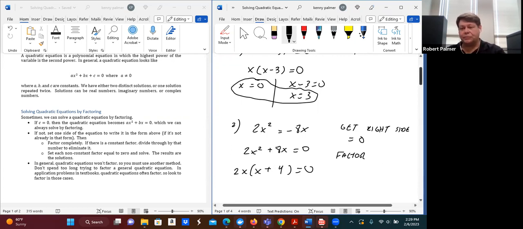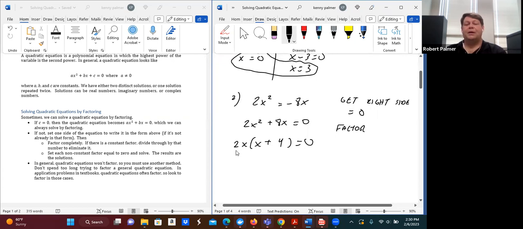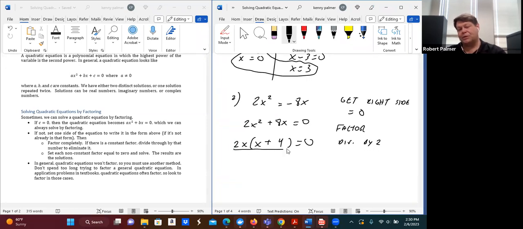Now here, a good practice: if you have a constant factor up front, just divide both sides by that. So I'm going to divide both sides by 2. That will just get rid of the 2, because the 2, since it's a constant, can't be 0, so it doesn't really matter. So what we have left is x times x plus 4 on this side, and over here, 0 divided by 2 is 0.